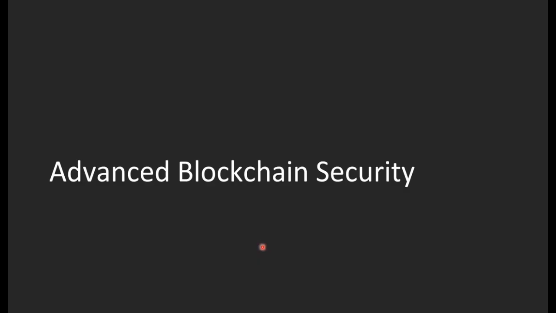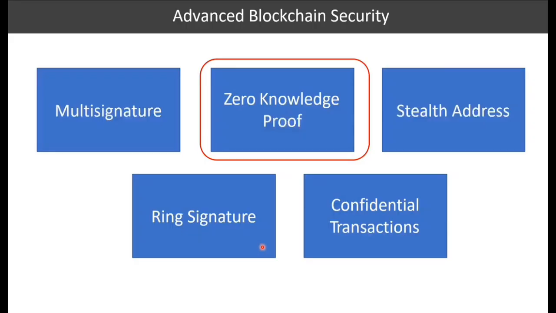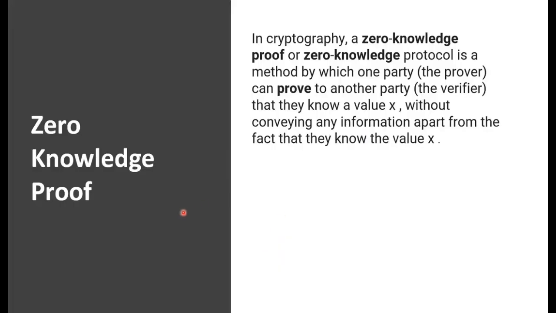In this video on advanced blockchain security, we are going to discuss zero-knowledge proof. So with zero-knowledge proof, one of the parties, the prover, can prove to another party that they know a certain value, they know a certain fact, without conveying any information apart from the fact that they know the value of X. So this is what is called a zero-knowledge proof. It is an important part of cryptography. It's an important protocol.